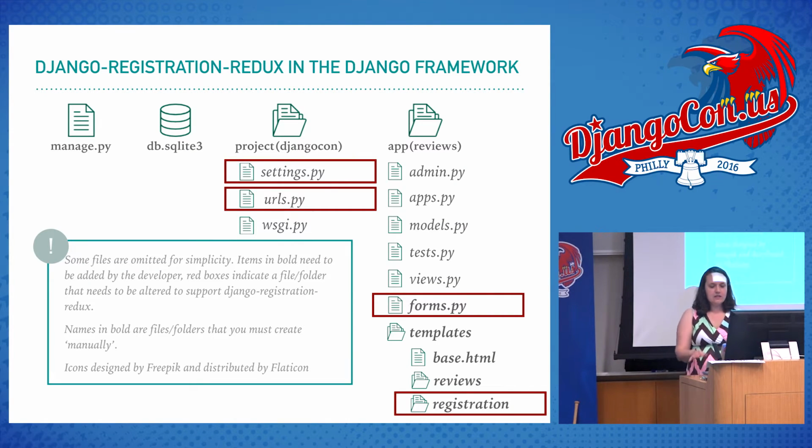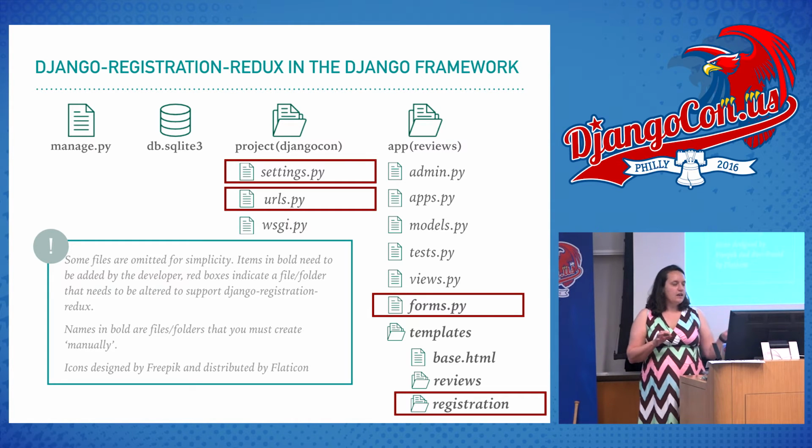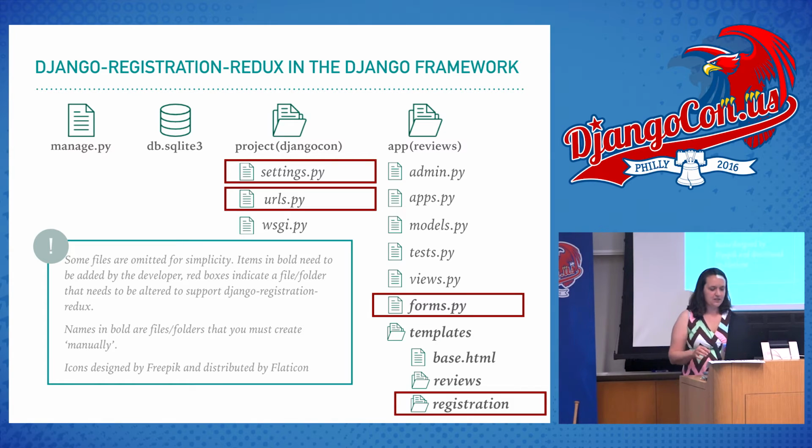So this is the file structure part. I've left out some of the dunder files and the migration files and whatever. But high level, these are the files that you've got. You've got manage.py. You've got your database. You've got your project. In this case, in the repo, it's called DjangoCon. And it gives you these files. And then there's the app folder, which you create. And these are the default files.